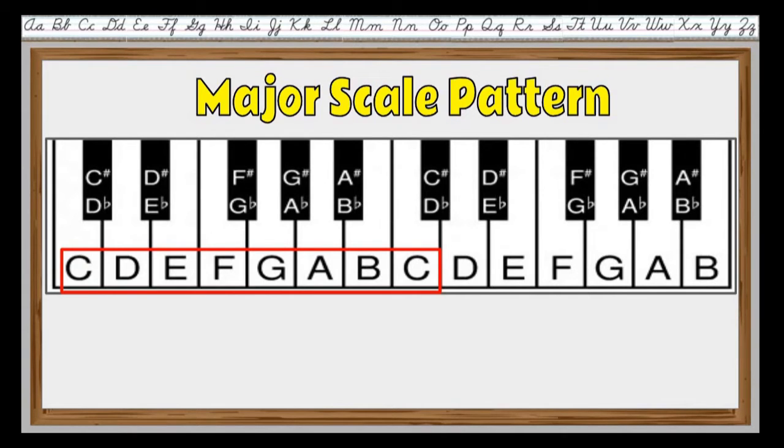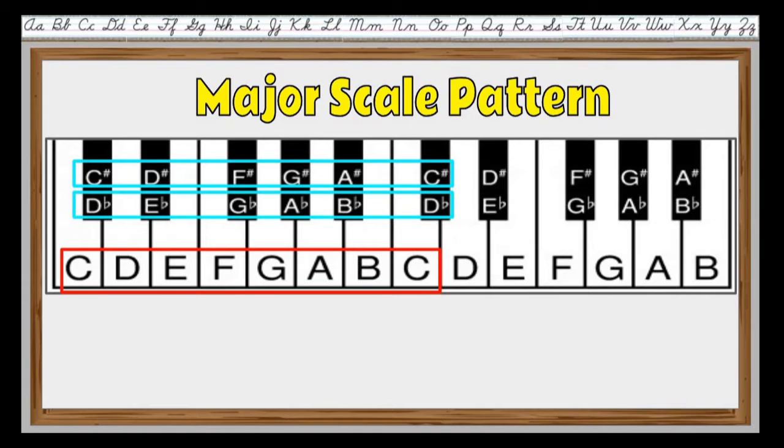Each black key to the right of each white key is the sharp. The sharp raises the pitch of a note by half step. Each black key to the left of each white key is the flat. The flat lowers the pitch of a note by half step too. From C to D is whole step.